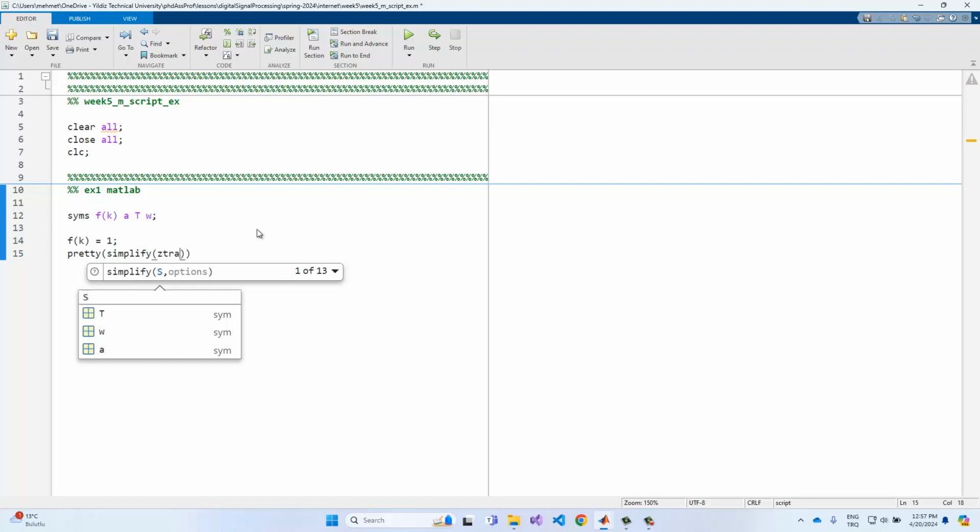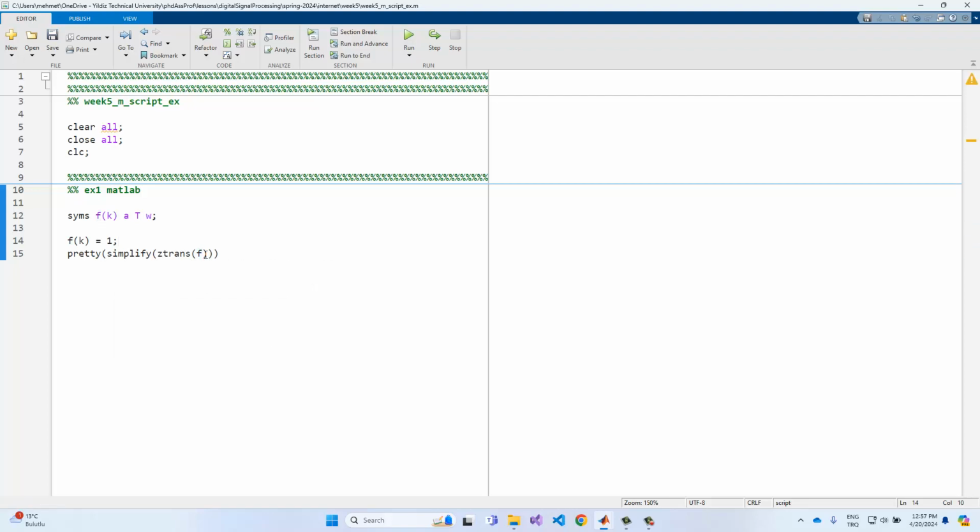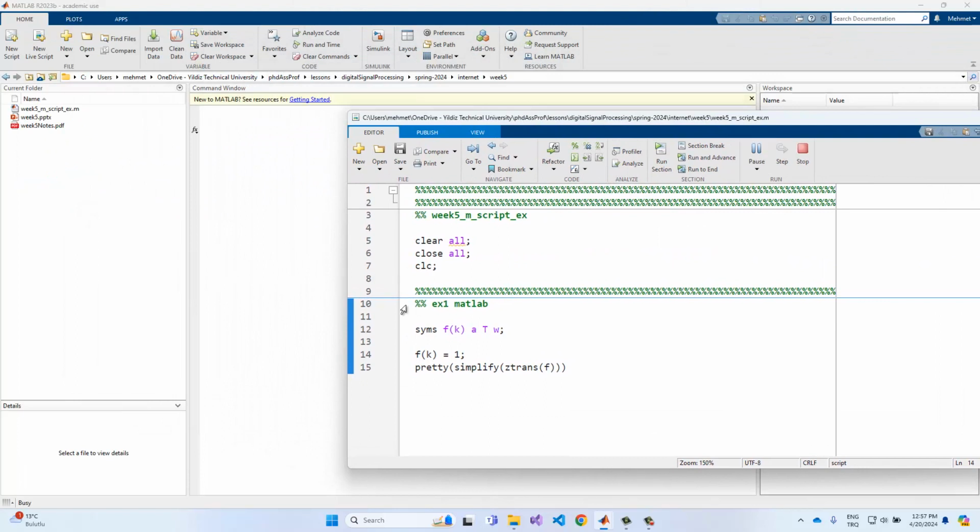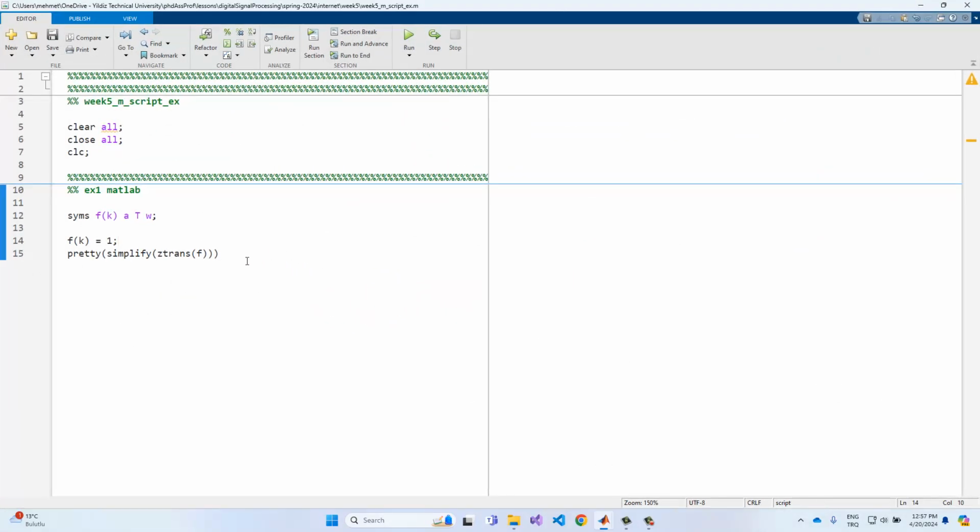In order to take the Z transform, we can use the ztrans function in here, just like this one, and we can feed the f in here. If we run this code, we will have Z divided by Z minus 1. This is the Z transform of the unit step signal. We can use this function in order to get the complex formulation of our equations. We don't need to write and solve everything by hand. We can use the Matlab program.